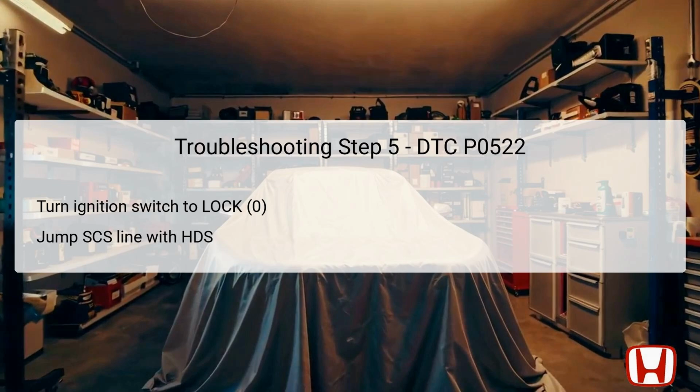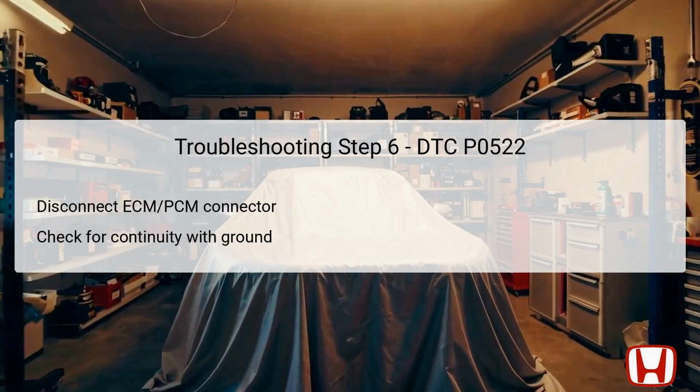from external systems. For this step, you will disconnect the ECM-PCM connector, specifically connector C, which consists of 44 pins. Disconnecting the ECM allows you to isolate the engine control module from the rest of the circuit, providing a clearer picture of the various components and their condition.